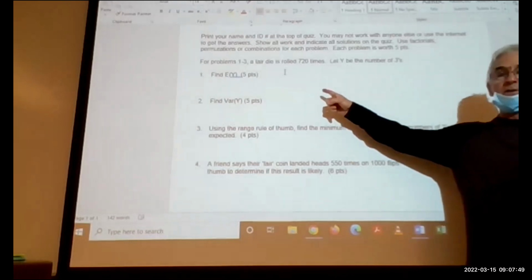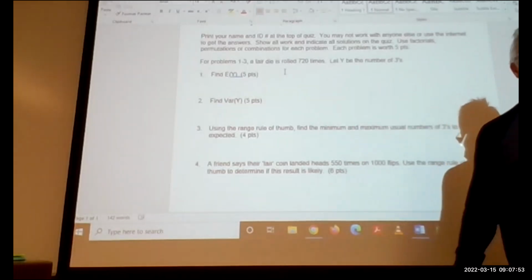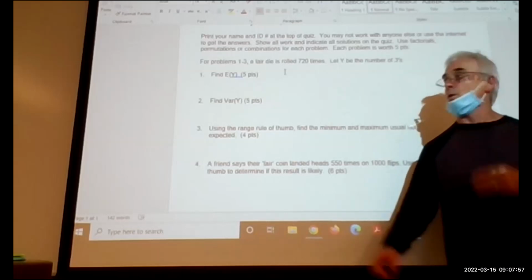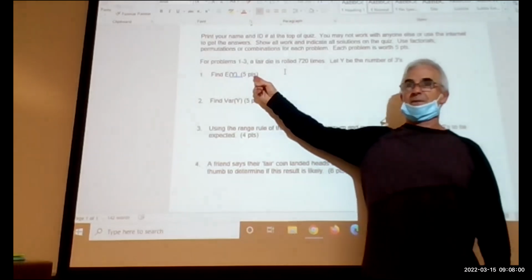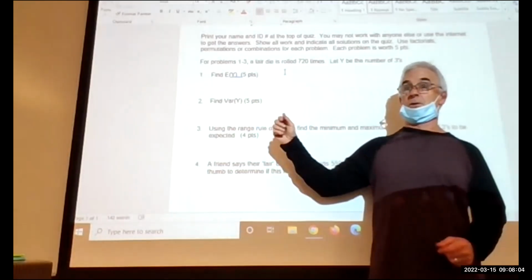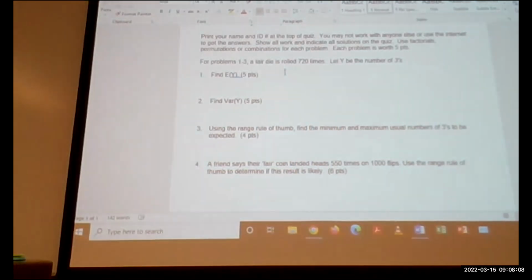So now is where we use the powerful results that we came up with last day. Remember, if I know N, P, and Q, then what is expected value? N times P. What's variance? N times P times Q. Oh my gosh, that is so much easier. Now, what is standard deviation? It's the square root of variance. Remember, you're not using variance, you have to take the square root.